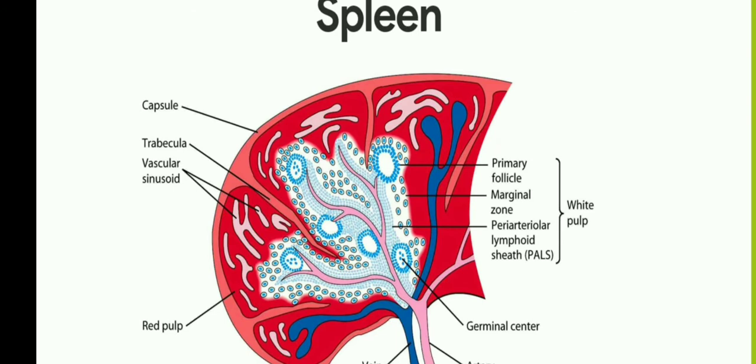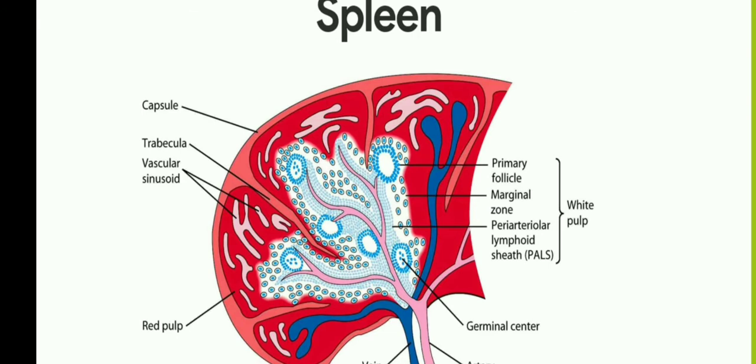Now within the white pulp there are also the primary follicles and the germinal centers. The primary follicles contain developing cells which have not been activated, while the follicles containing germinal centers mainly contain activated B lymphocytes, within which there are plasma cells responsible for secreting antibodies after stimulation by the antigen. The primary follicle, marginal zone and periarteriolar lymphoid sheath are present within the white pulp.